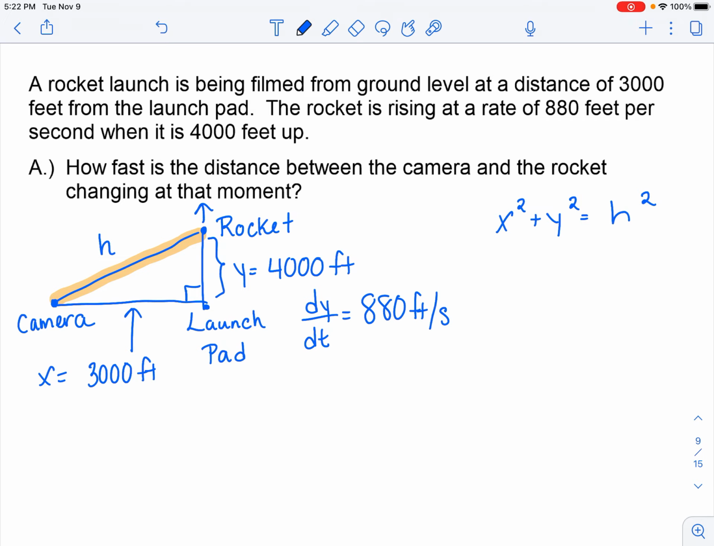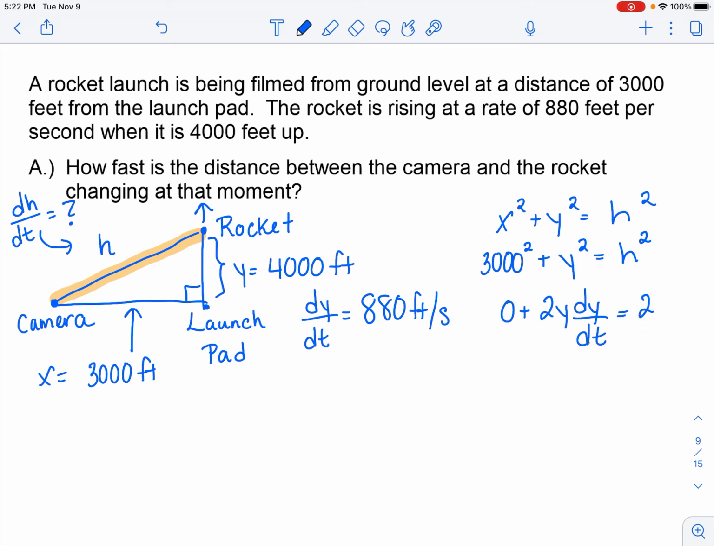And the fixed value is the 3,000 for x, so I can plug that in right away. So I'm just going to write that that's 3,000 squared. I'm not going to bother figuring out what that is because I know when I do its derivative, it's going to zero out because it's a constant. And let's see if we can figure out how fast this is changing, which means I'm looking for dh/dt, my unknown in this particular problem. Okay. So derivative time, the derivative of 3,000 squared is going to be 0. Derivative of y squared is 2y dy/dt. And the derivative of h squared is 2h dh/dt.